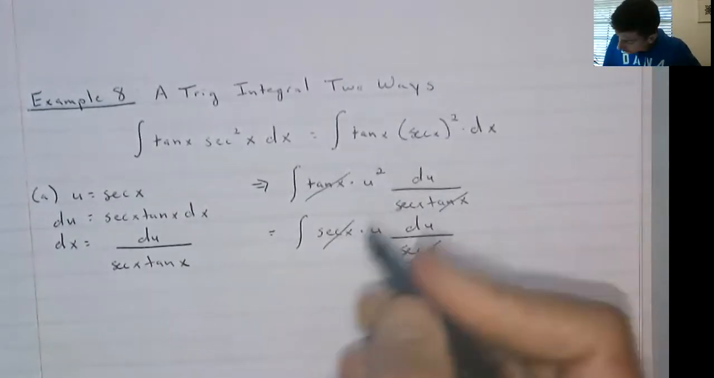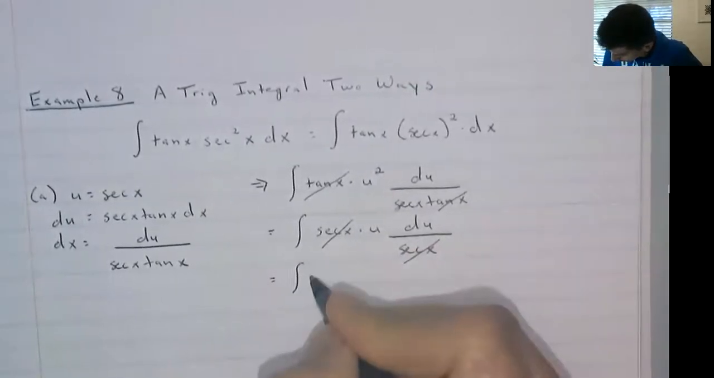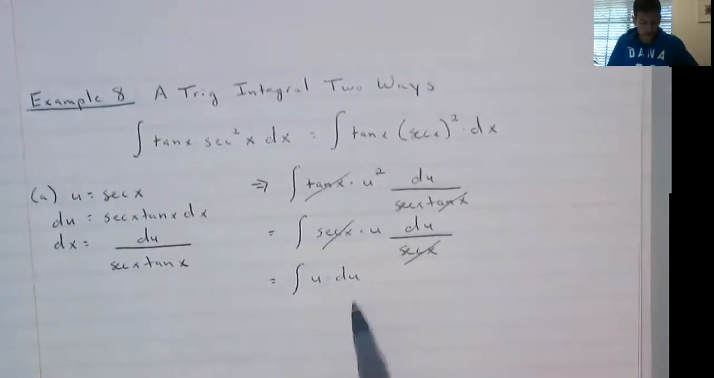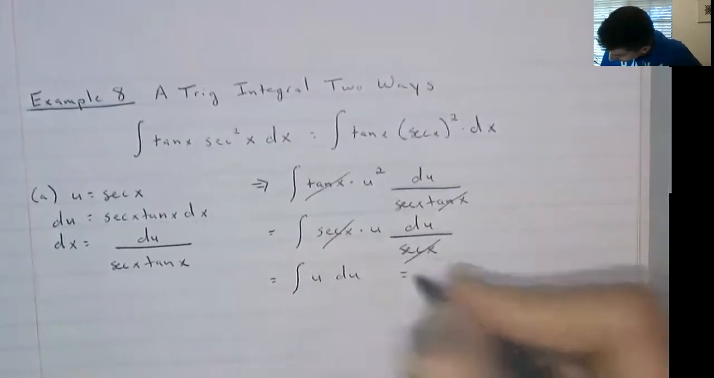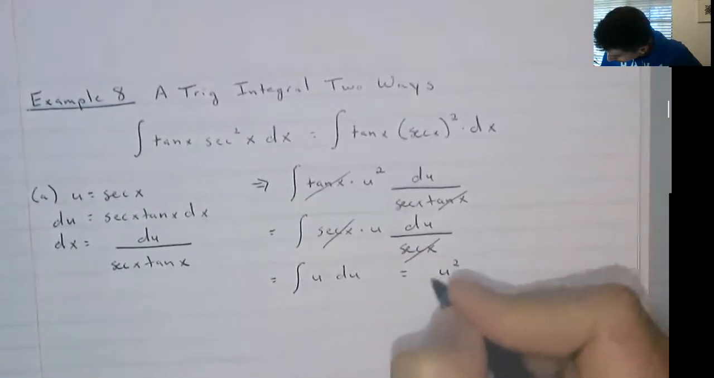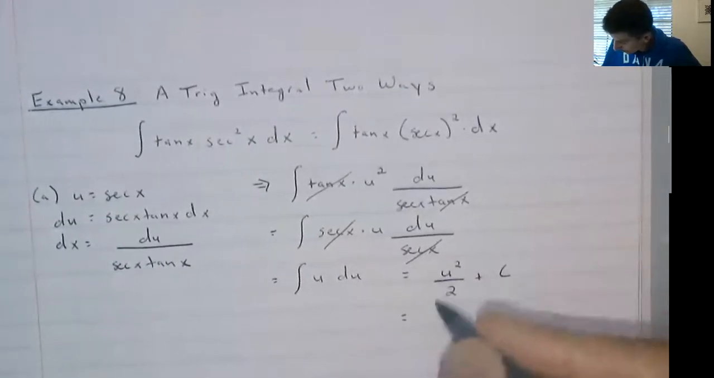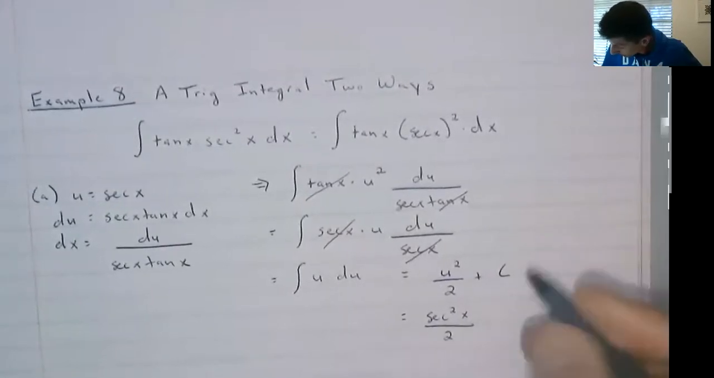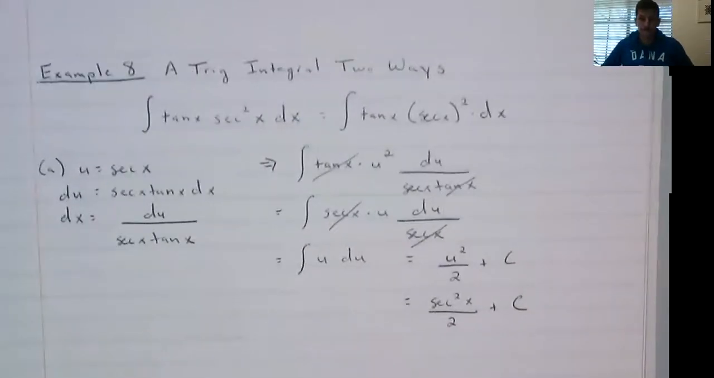Cool. And so now this is a very straightforward integral. The antiderivative of u du, which is u squared over 2 plus c. Substituting back in for u, we get secant squared x, half of that, plus c. Cool. Cool, cool, cool.